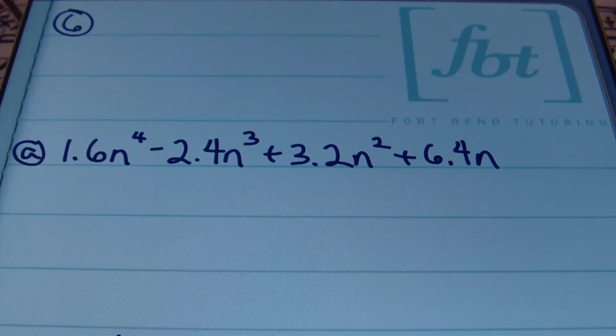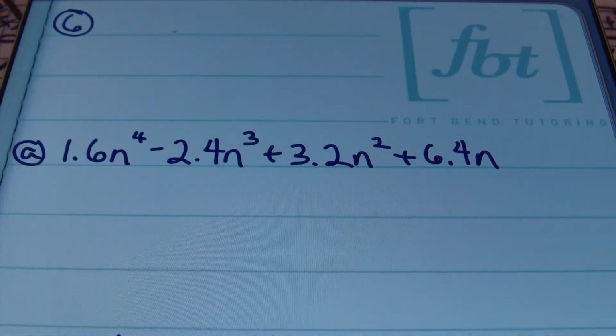I have 1 6/10 n to the 4th power minus 2 4/10 n cubed plus 3 2/10 n squared plus 6 4/10 n. All right, that's better, right?